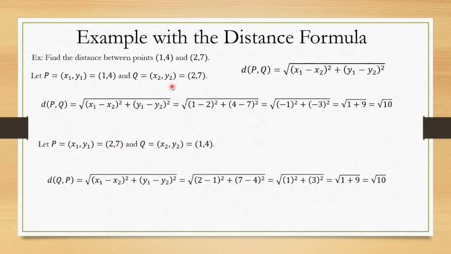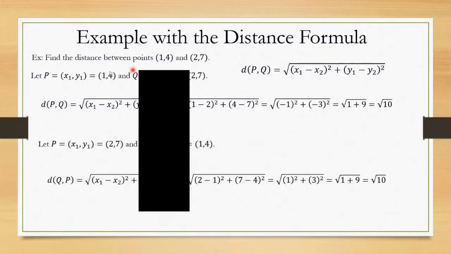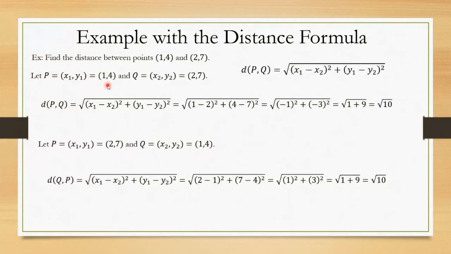So for instance, let's say our points were 1, 4 and 2, 7. Let's say P was the point 1, 4, and let's say Q was the point 2, 7. So P is the point 1, 4. Q is the point 2, 7. Let's find the distance between P and Q.